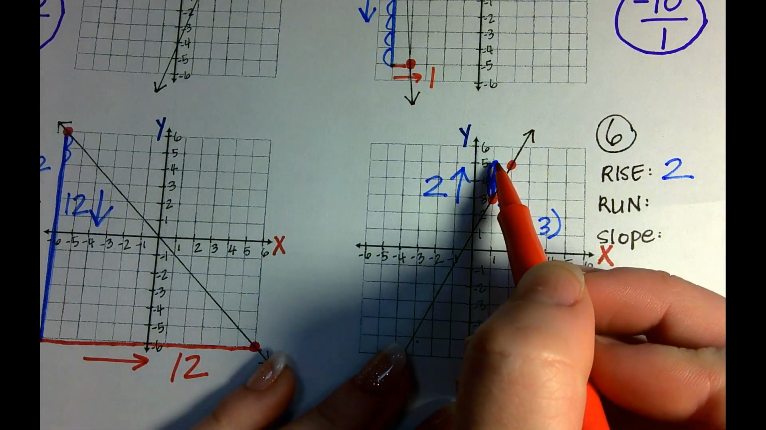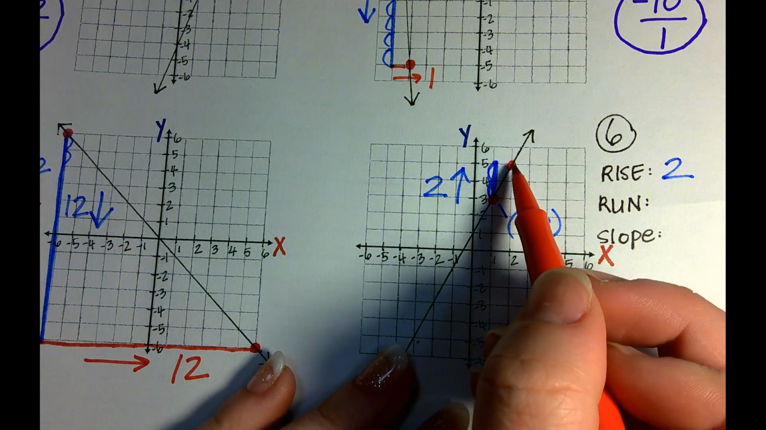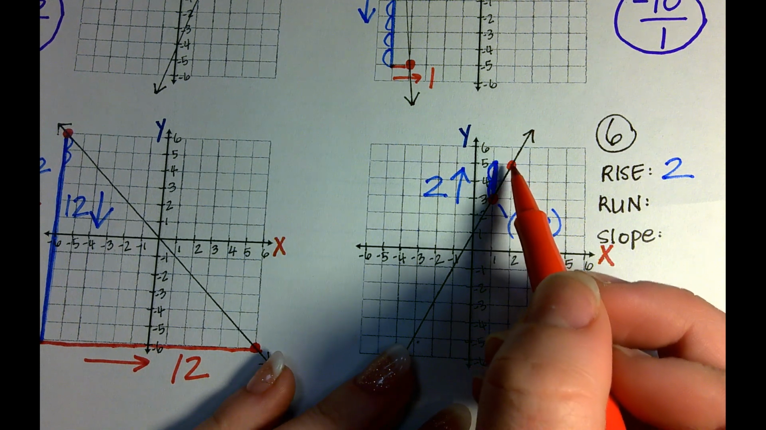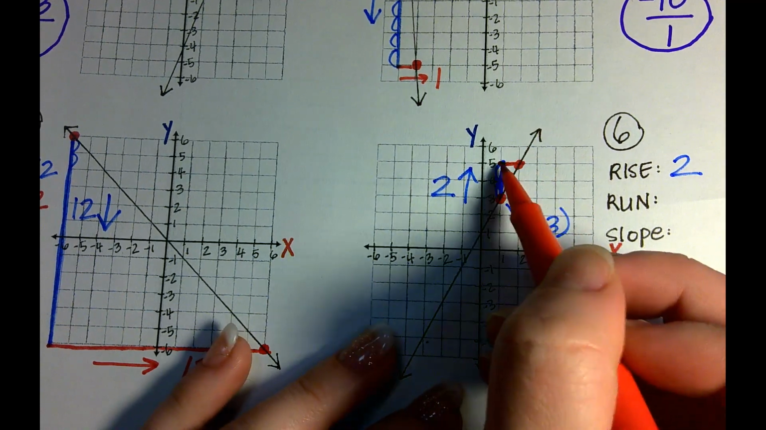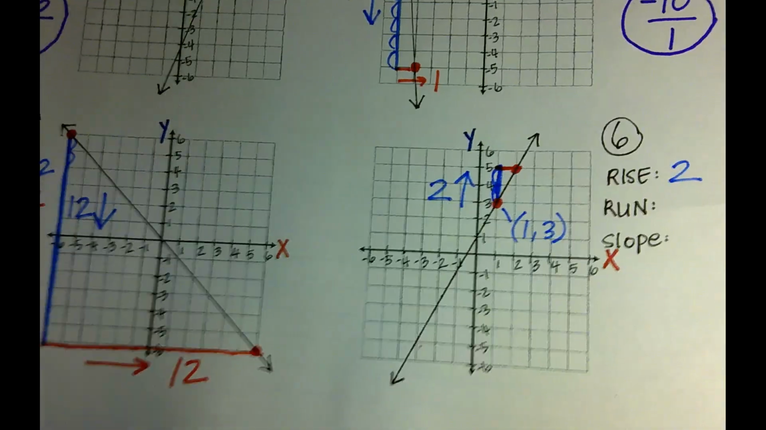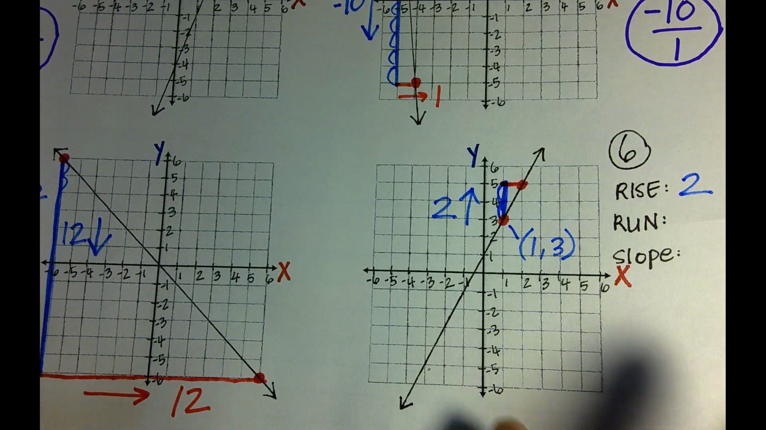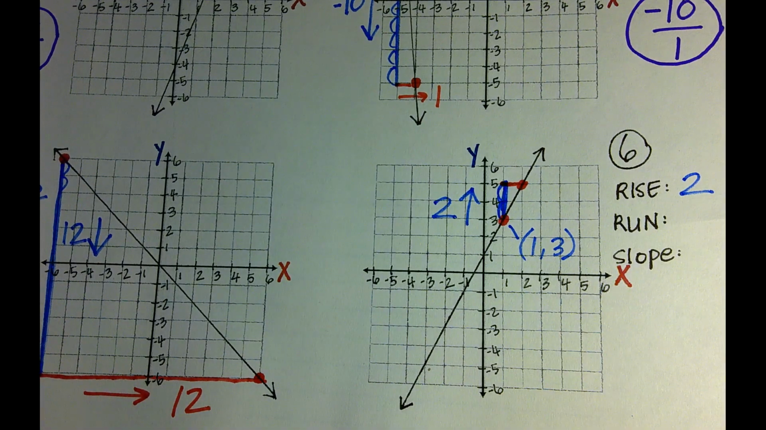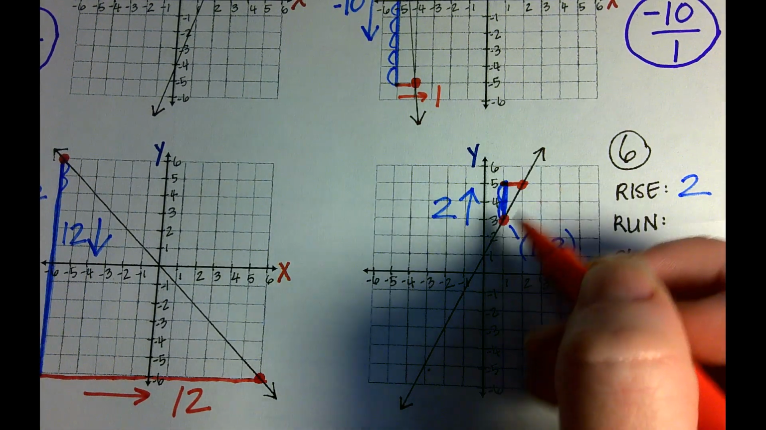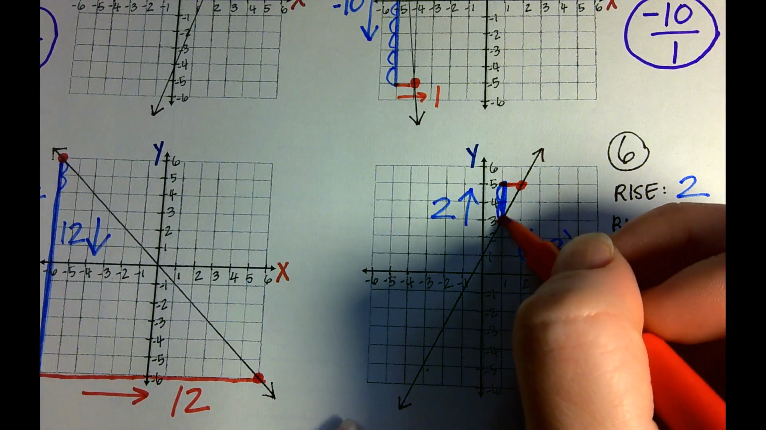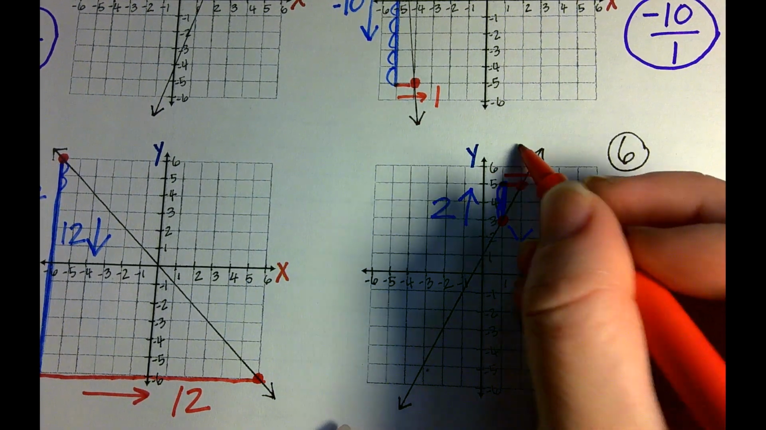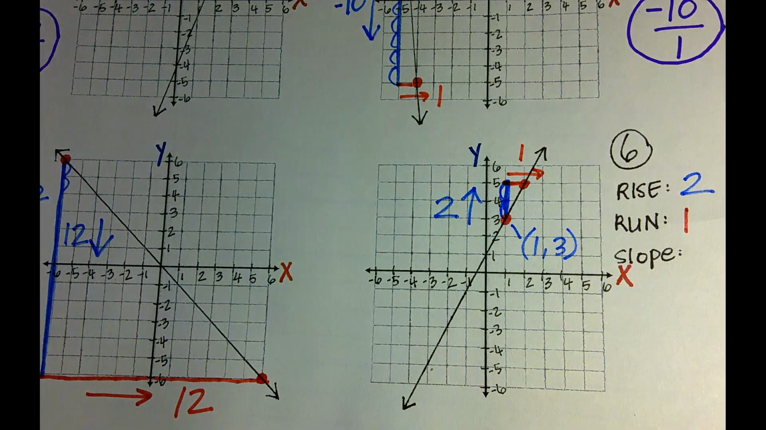And from this point, how many over do I go? 2. 1. This is just 1. Keep on. Just 1 right here. Sometimes when the points are really close together it makes it a little tougher. But yes, we go up 2 and then we go over 1 for our run.